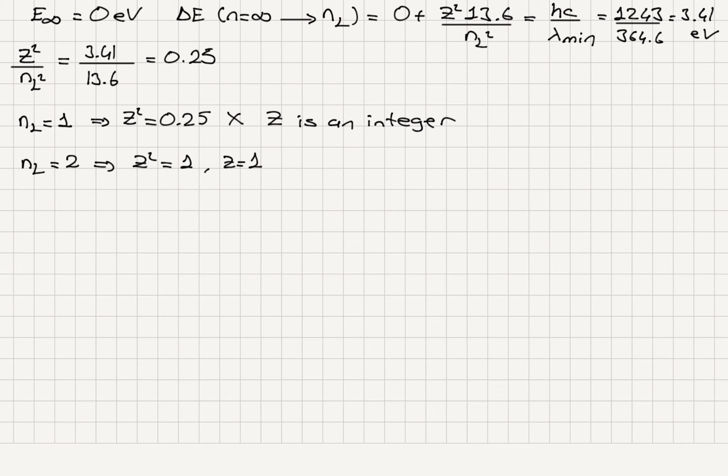If the final quantum state is 2, z squared is equal to 1, z is equal to 1, that's hydrogen, but we know it's not hydrogen because the hydrogen series looks different. So what if the final quantum number is 3?